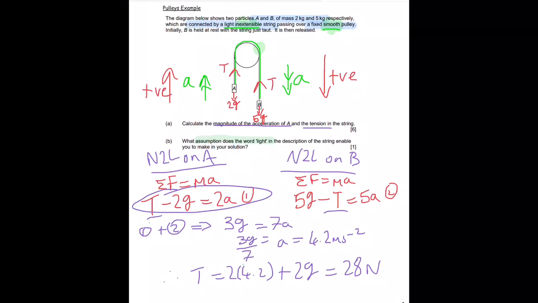So they are the three important things. Light means you can ignore the weight. You can ignore its mass, so there's no extra weight or any extra forces to think of. Inextensible means that the acceleration is going to be consistent, and smooth means that the tension is going to be the same all the way through the system.